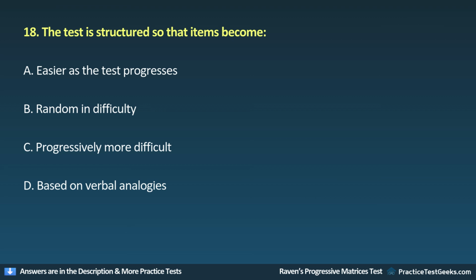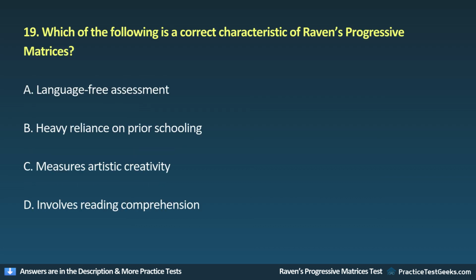18. The test is structured so that items become: A. Easier as the test progresses. B. Random in difficulty. C. Progressively more difficult. D. Based on verbal analogies.